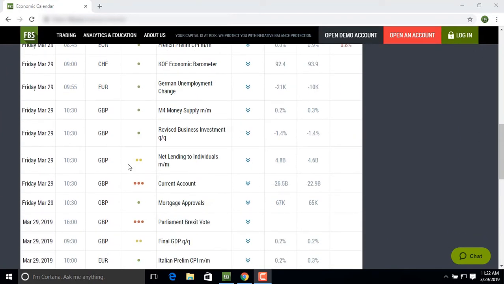At 11:30 MetaTrader time, we anticipate the release of the current account for Great Britain. It represents the difference in value between imported and exported goods. According to the forecast, the indicator will increase to minus 22.9 billion. Higher figures will support the GBP.